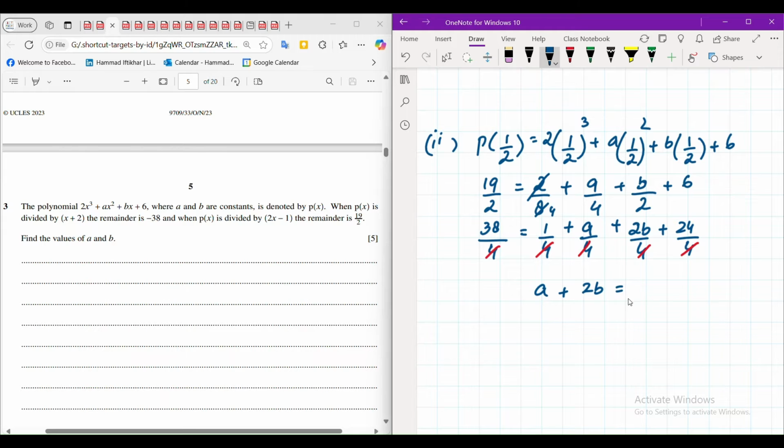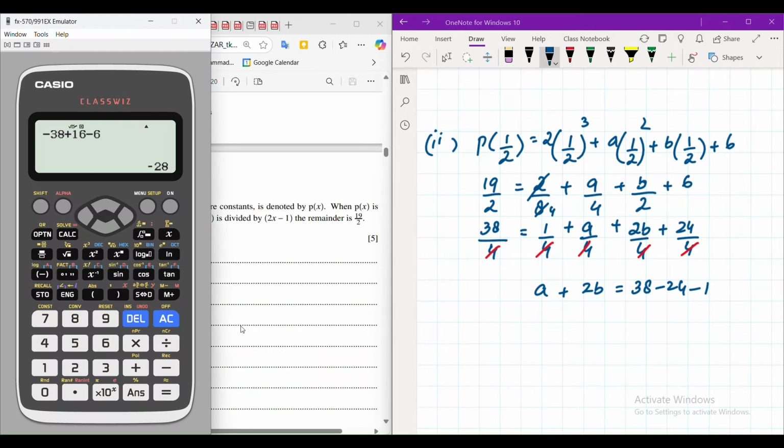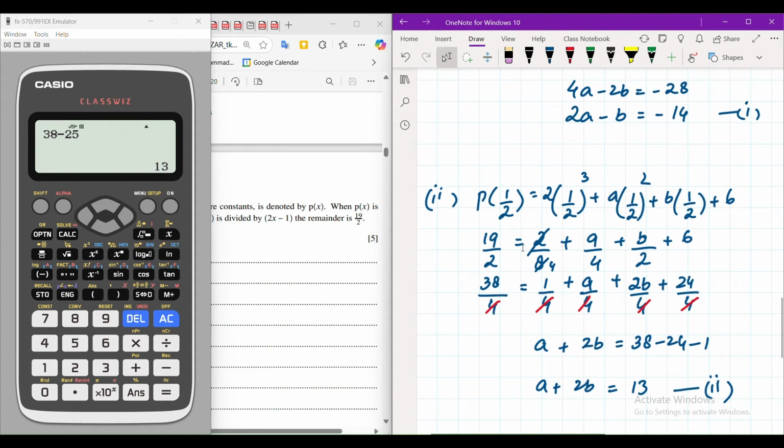So 38 minus 24 minus 1, so 38 minus 25, that is 13. And that's our second equation. Now, if we see 2b over here, we can use this version over here.